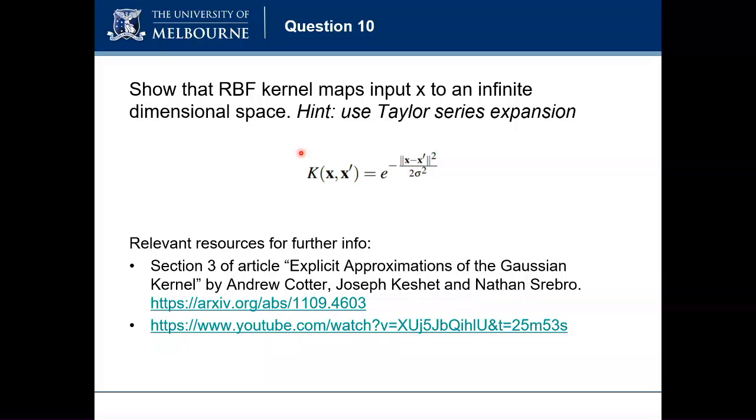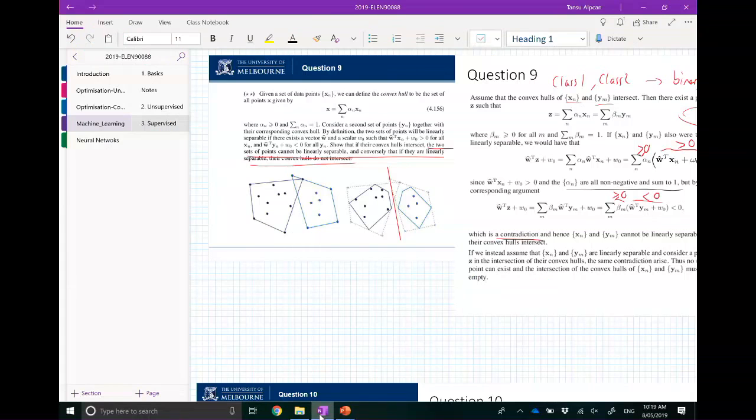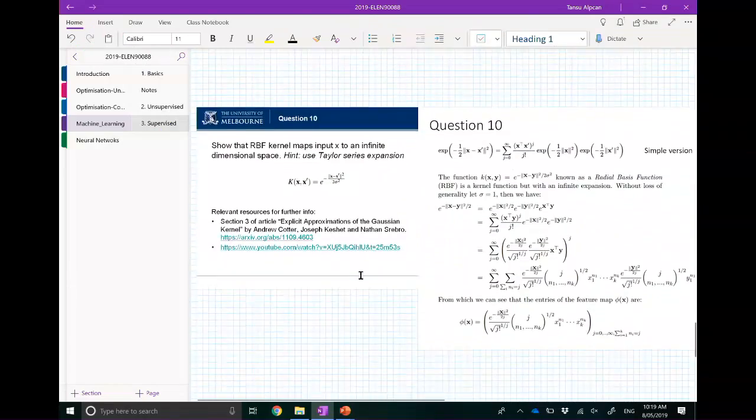It's a mysterious question. I have put some nice links here about a paper, and there's a nice video, but there's also this question itself. Actually, one can show that the RBF kernel maps the input x to an infinite dimensional space. That's interesting. And one shows this through the Taylor series expansion. I will show it now, and it hopefully demystifies a little bit how these kernels work.